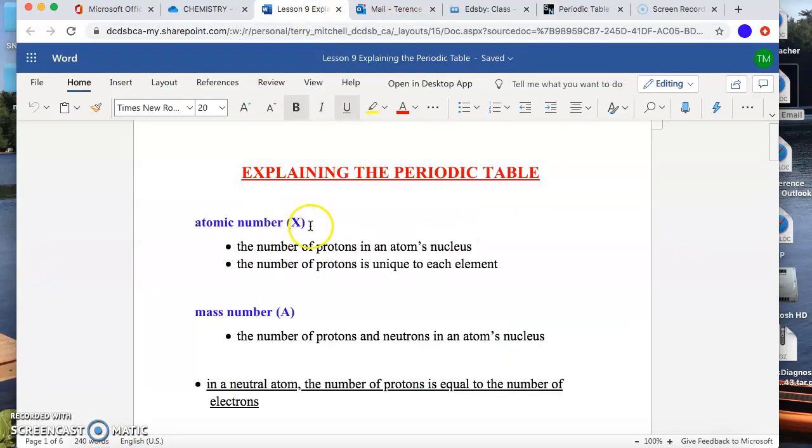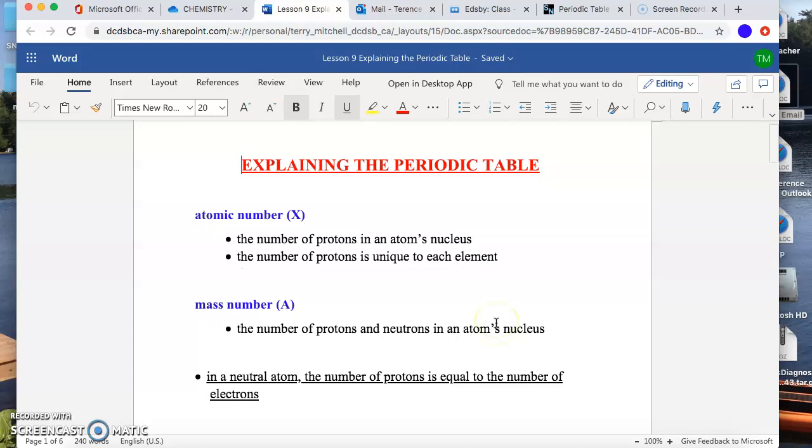So the atomic number, which I mentioned, is the number of protons in its nucleus. It's unique to each element. So lithium will have 3 protons. Only lithium can have 3 protons in its nucleus. And the mass number is the number of protons and neutrons added together.